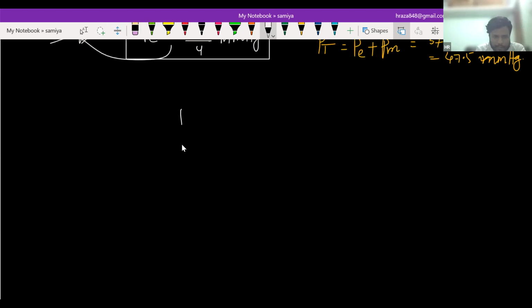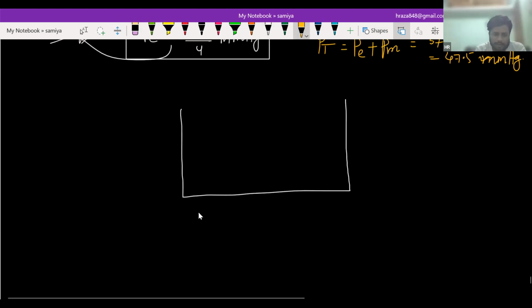Now, the graph of this chapter is like this. See, initially, this is pure A, and here it is pure B. For pure A, you know that mole fraction of A is equal to 1.